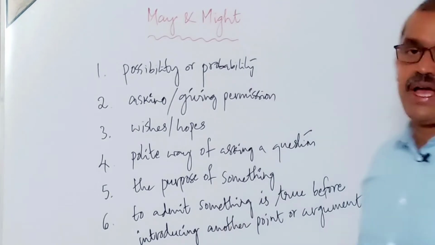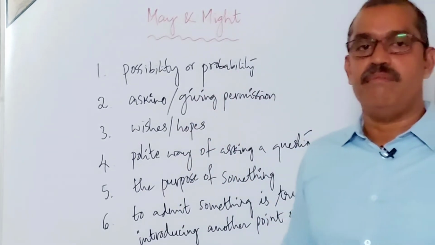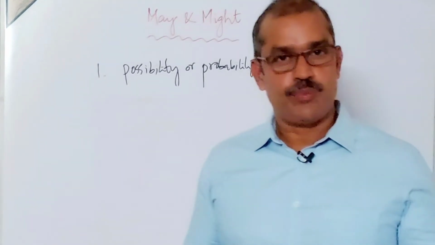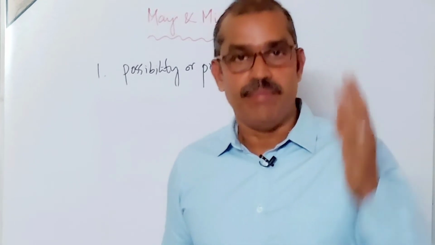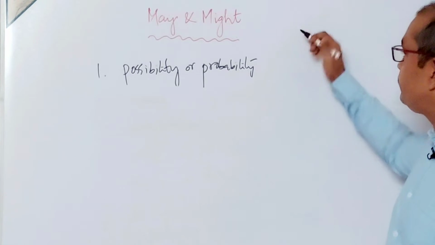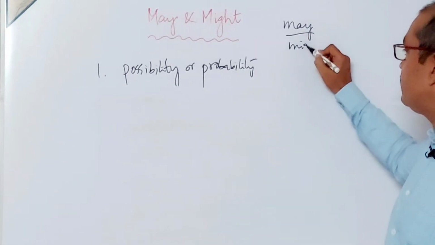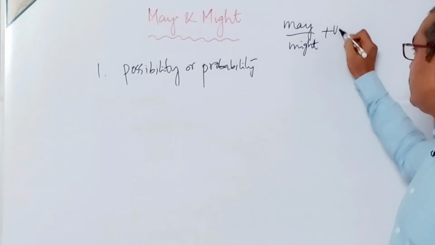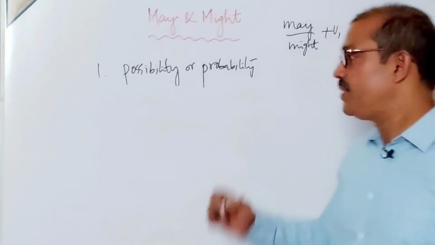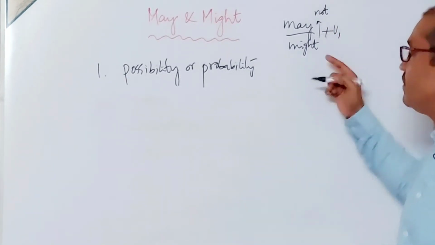Right? Friends, here we have 6 occasions. Let us see one by one how to use may or might, right? Friends, to indicate possibility or probability, we have to use may or might. For this, the structure is may or might plus V1. The negative form is may not plus V1 or might not plus V1. So here you can use not for negative, right?